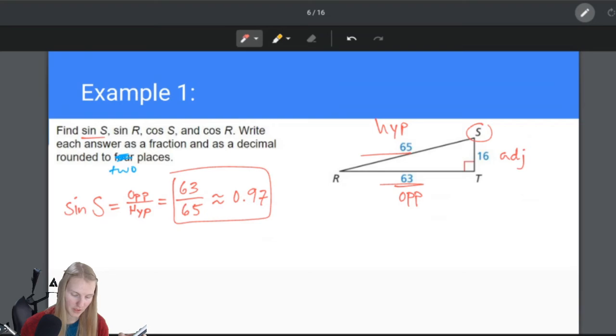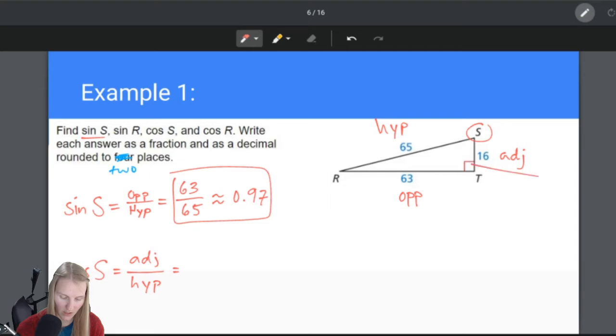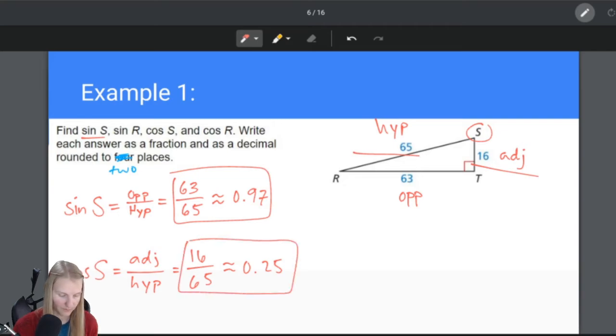Since we've already got the whole thing labeled in red for angle S, let's just keep going with S, and we'll do cosine of S. Remember, cosine is the adjacent over the hypotenuse, and the adjacent is 16, and our hypotenuse is still 65. So 16 divided by 65 is approximately 0.25. Beautiful.